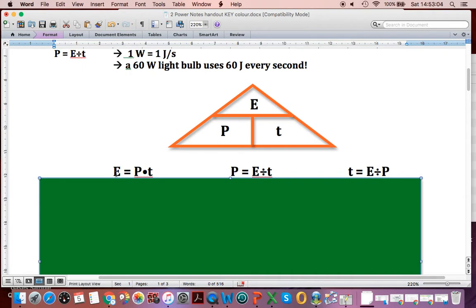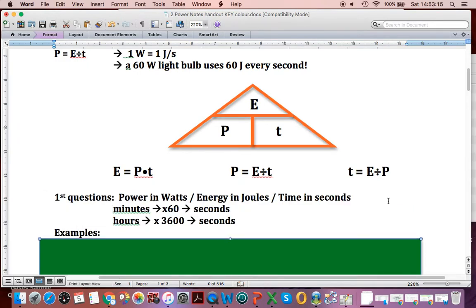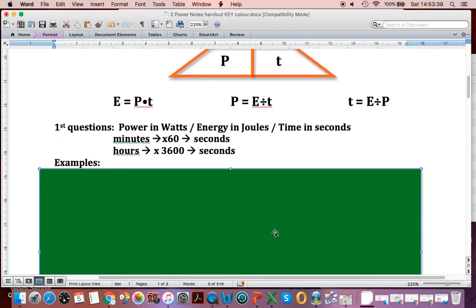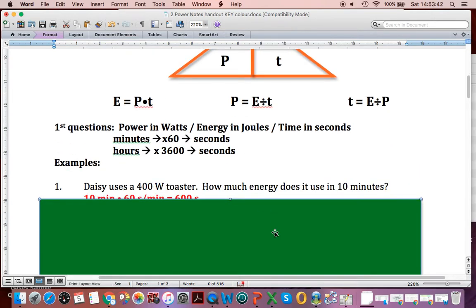If you're looking for energy, it's E equals P times T. If you're looking for power, it's energy divided by time. And if you're looking for time, it's energy divided by power. Now, we've talked about power in watts, energy in joules, and time in seconds. And after so many years of math, you should be able to do some simple conversions. If you're given the time in minutes, you multiply by 60, and now you'll have the time in seconds. If you're given the time in hours, you multiply by 3,600, and now you'll have the time in seconds. There's 3,600 seconds every hour, 60 times 60.